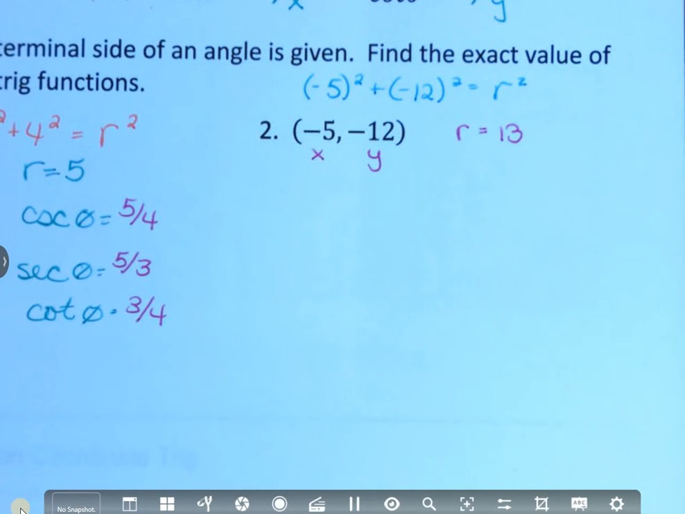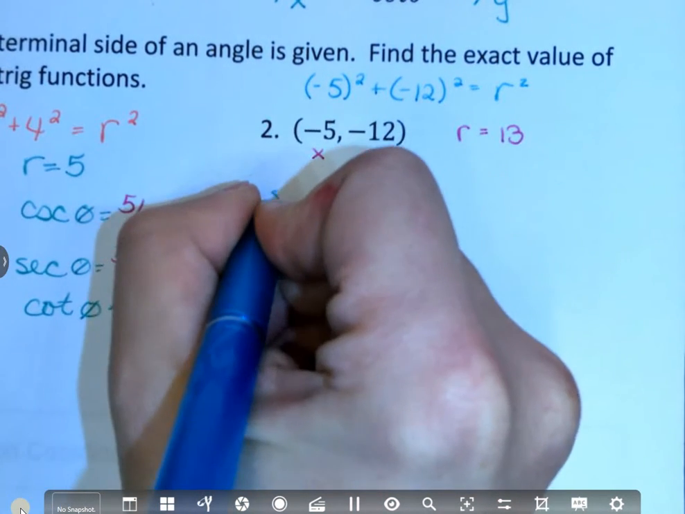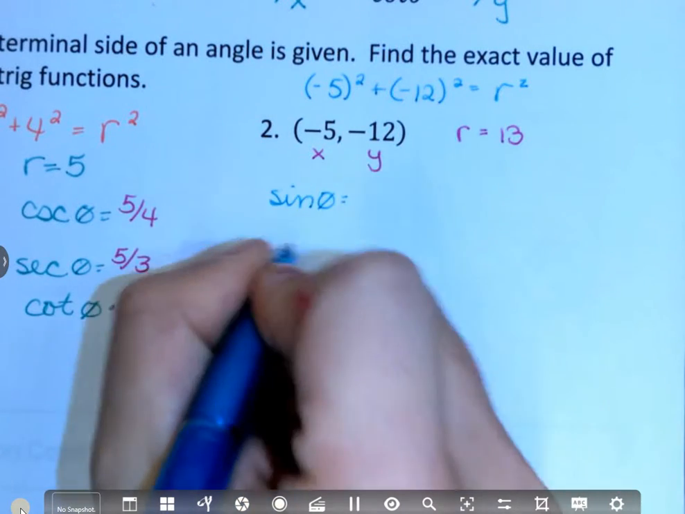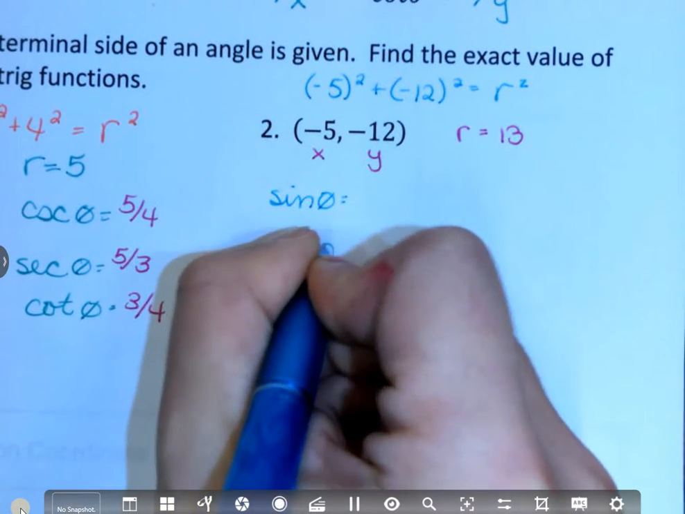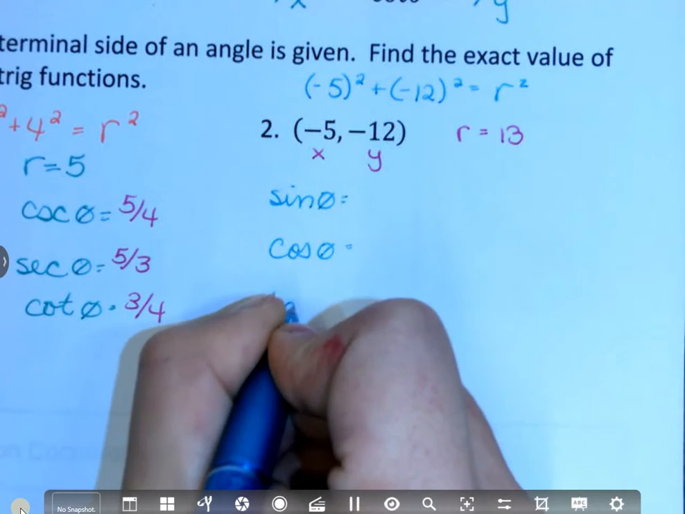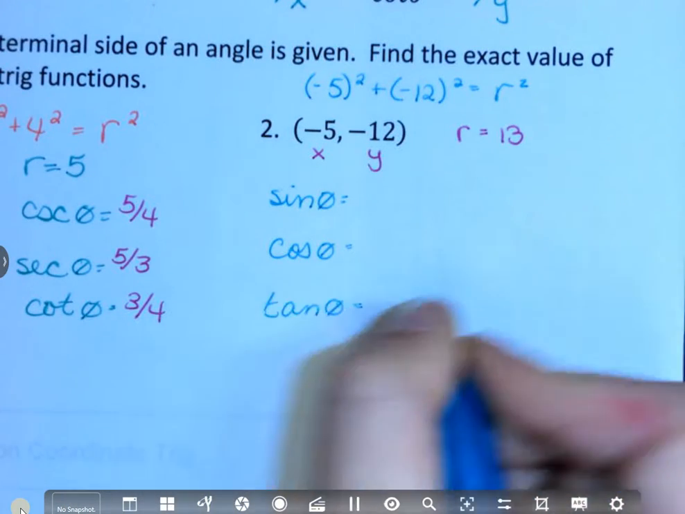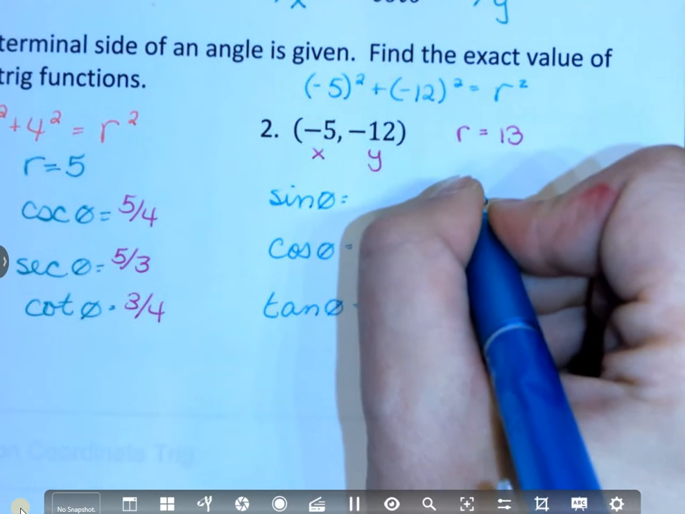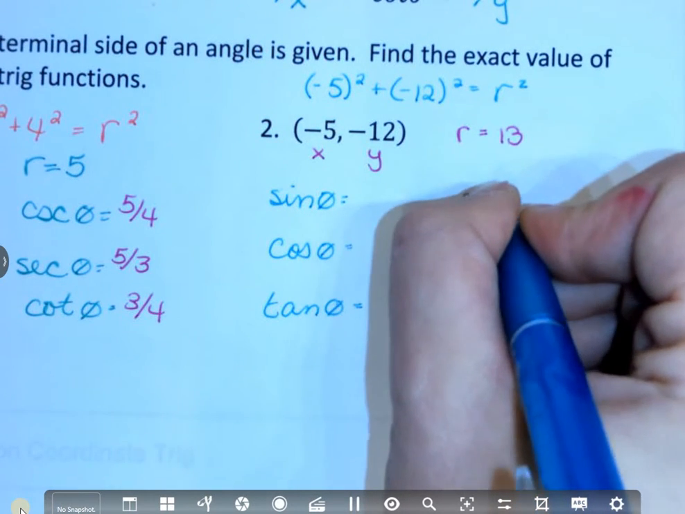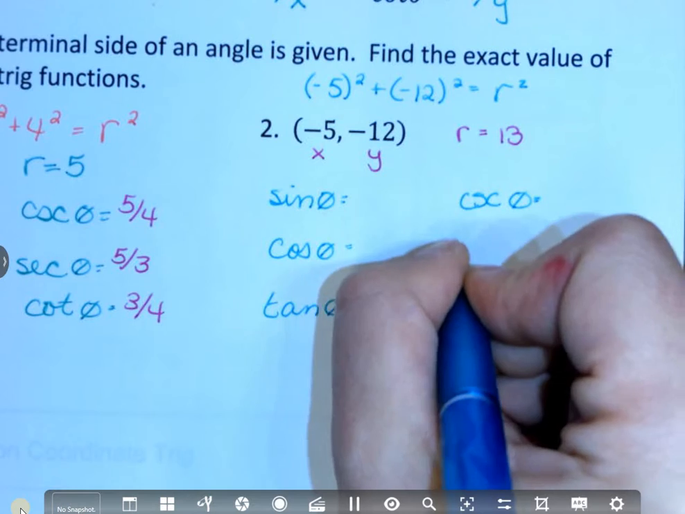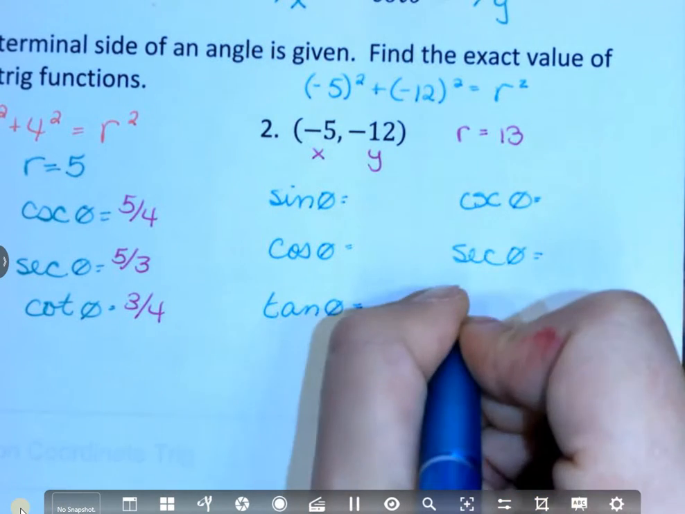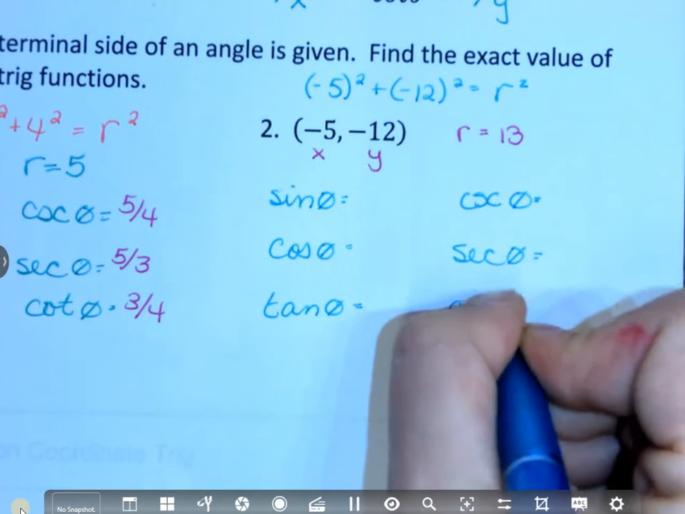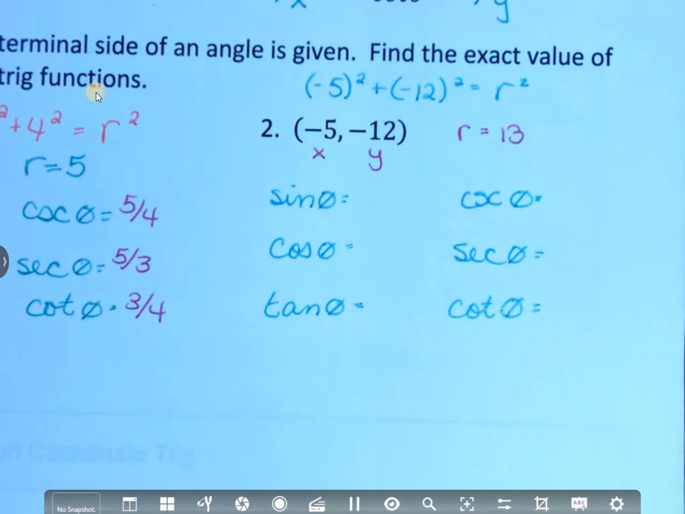Now we just do what we got to do. I want you all to find your sine, cosine, all of these guys. Please notice, I'm still writing an angle in there. It's not sine by itself. Would like you guys to write all them out.